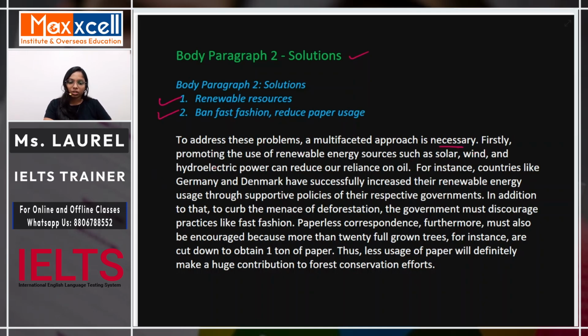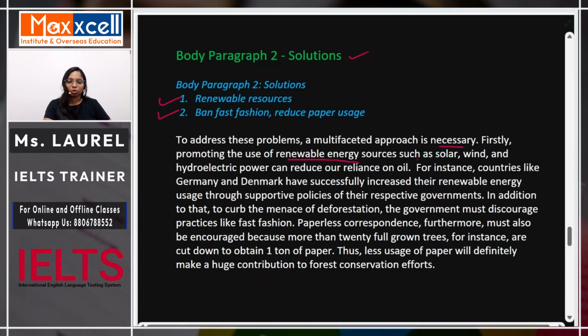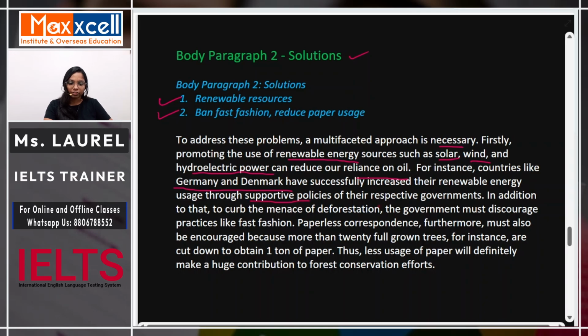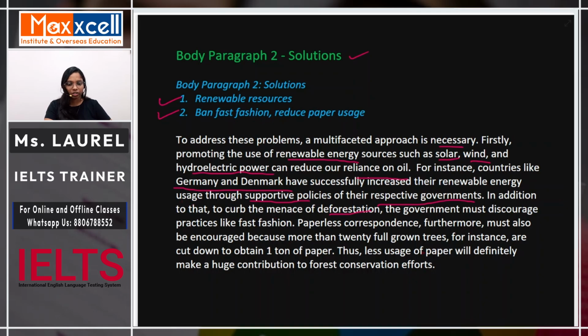Firstly, promoting the use of renewable energy sources such as solar, wind, and hydroelectric power can reduce our reliance on oil. For instance, countries like Germany and Denmark have successfully increased their renewable energy usage through supportive policies of the respective governments. In addition to that, to curb the menace of deforestation. Now we are going to the second point here, that is deforestation. How are we going to combat deforestation?